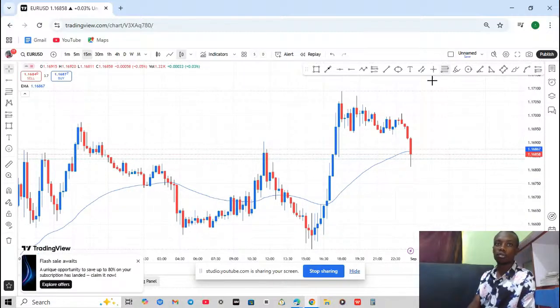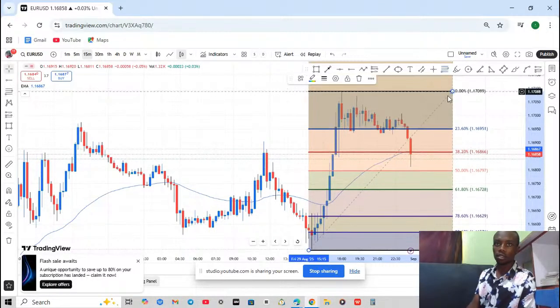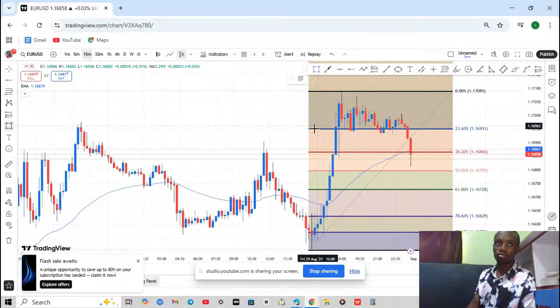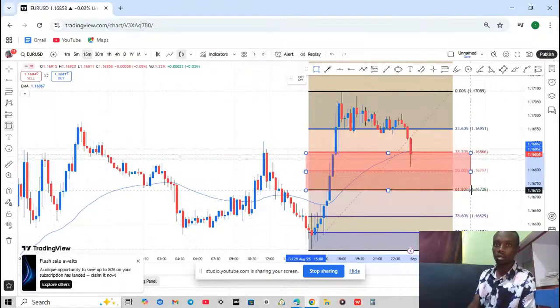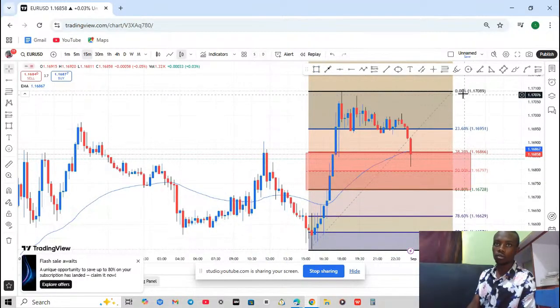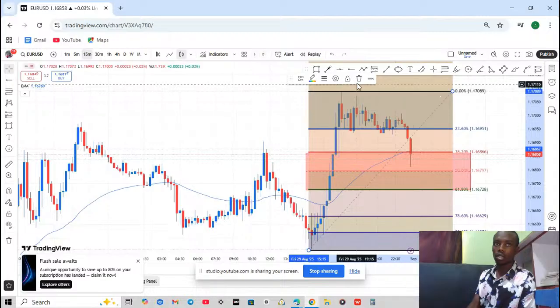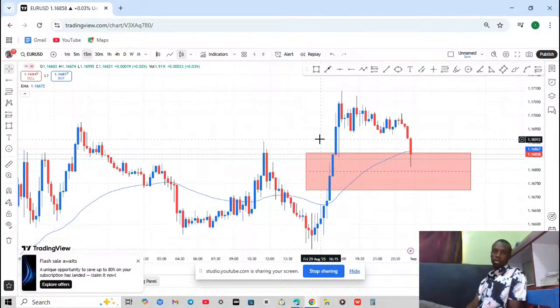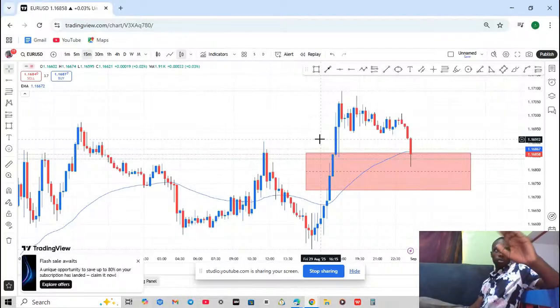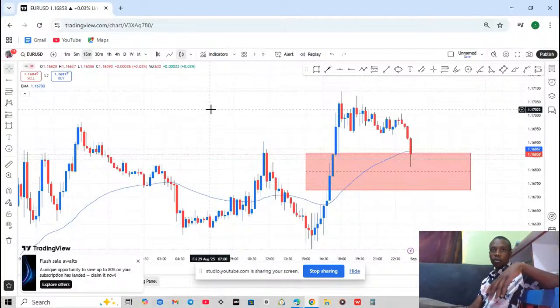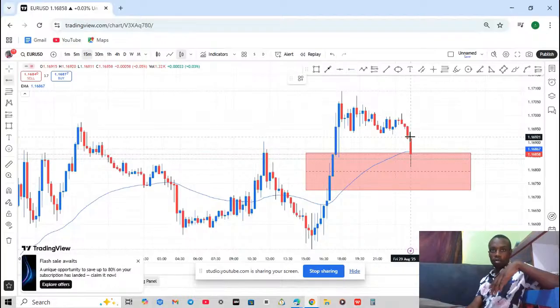So let's put our Fibonacci. That's the Fibonacci. So here's the Fibonacci, and then the market must move back to this particular zone. And in this zone, I'm going to be waiting for the same entry, a close above candle. So in the coming week, what I'm waiting for is the market to close above this particular point.